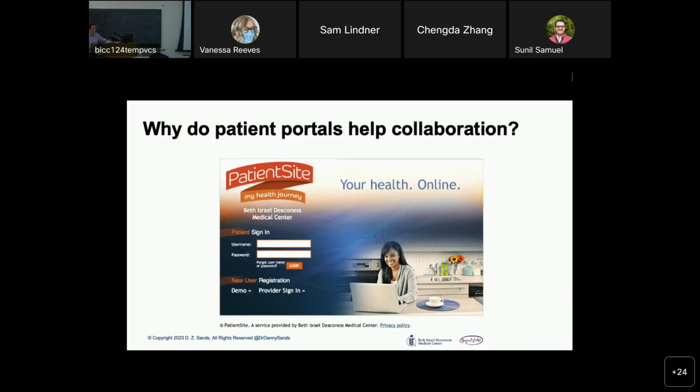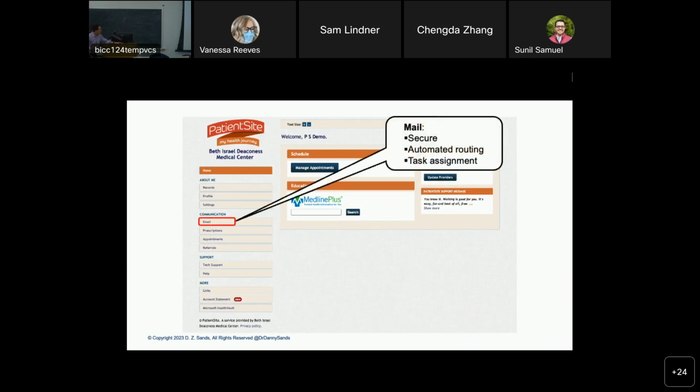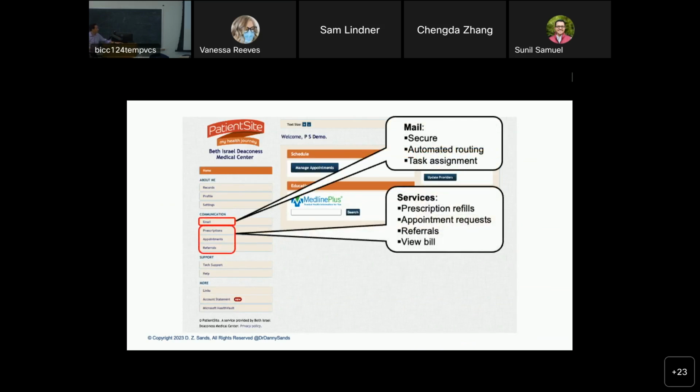And so what do I mean that this is a collaboration platform? Well, this is the URL for it. You don't need that. What are the elements? What makes it a collaboration platform? And this is any patient portal. So first of all, it has messaging. Messaging, it's secure, it's automatically routed to people who can best take care of it, and you can assign tasks. Next, it has services.